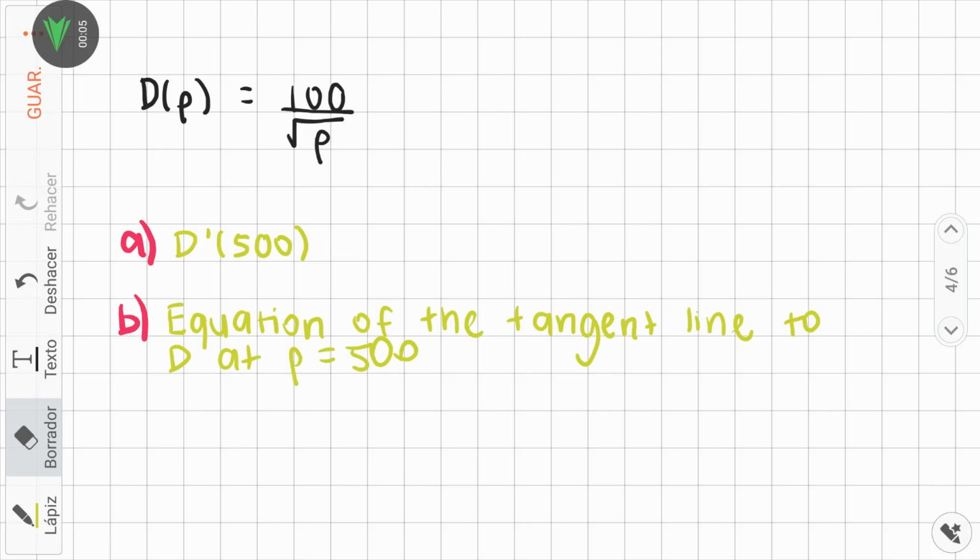This video is a continuation from the last video that I did, which is called Introduction to Derivatives. A few days ago I was asked for help in solving this problem, which says that the function D of p equals 100 over the square root of p, and you must find the derivative at 500 and also the equation of the tangent line to D at p equals 500.